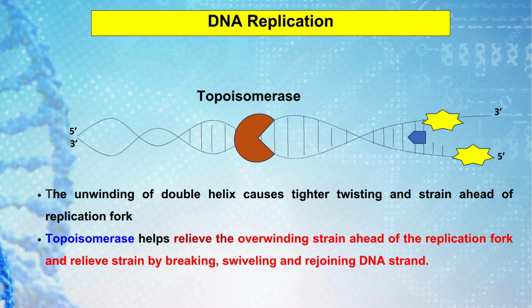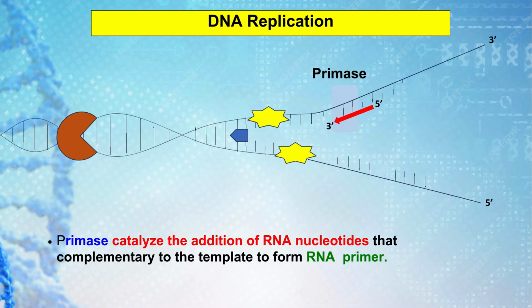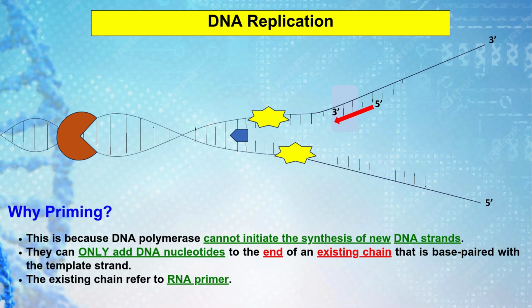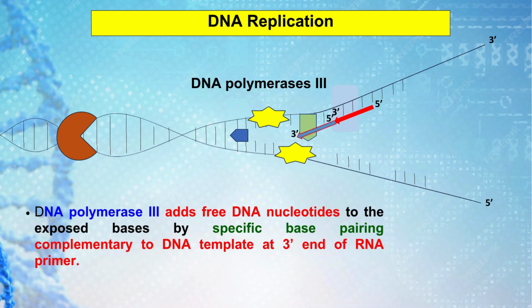Topoisomerase helps relieve the overwinding strain ahead of the replication fork by breaking, swiveling, and rejoining the DNA strand. Primase catalyzes the addition of RNA nucleotides that are complementary to the template to form an RNA primer. This is because DNA polymerase cannot initiate the synthesis of new DNA strands. They can only add DNA nucleotides to the end of an existing chain that is base paired with the template strand. The existing chain referred to is the RNA primer.